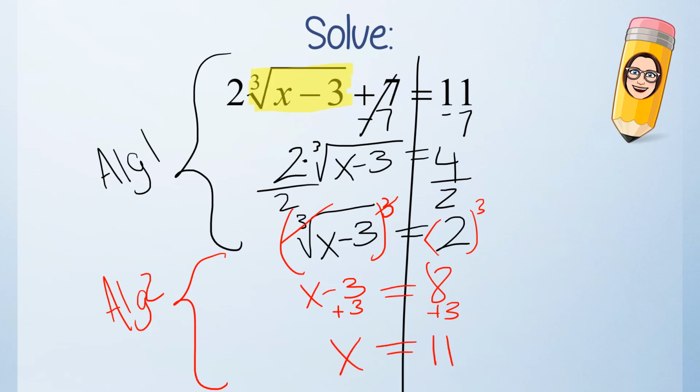And what's nice about this is you know if you are correct or not. Let's plug it back in. If I plug this in for my x, inside first, this would get me 8. Cube root of 8 is 2. 2 times 2 is 4. 4 plus 7 is 11. And that's what it says it should be. And so I know that I'm right.